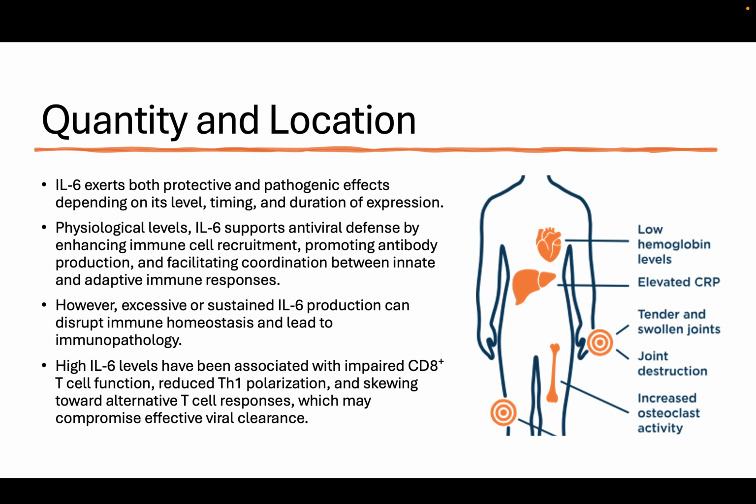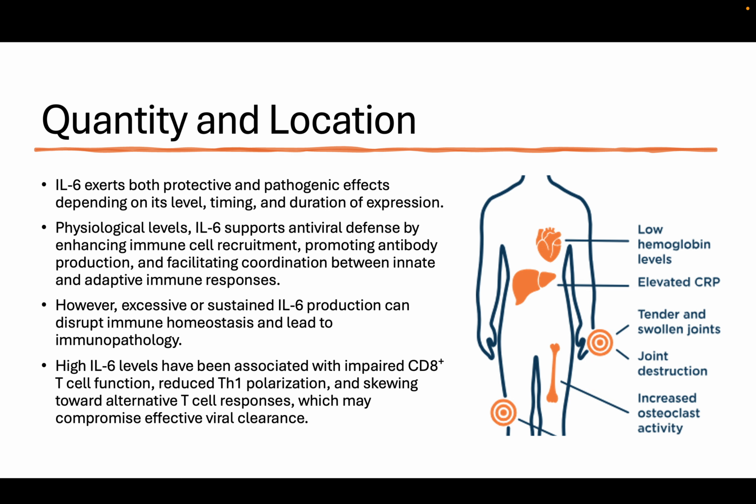But the issue with interleukin 6 is that even though it can be very protective and can activate a lot of antiviral immune responses, it can also be very pathogenic. At high amounts, and if it's systemic, it can cause a lot of damage to surrounding cells. People that have a lot of interleukin 6 have tender and swollen joints, joint destruction, hemoglobin issues, and a lot of osteoclast activity, so their bones are basically being destroyed from the inside. A lot of things can happen.